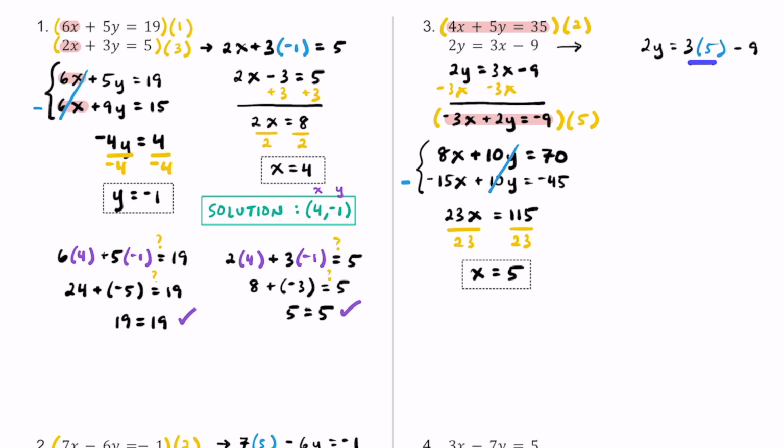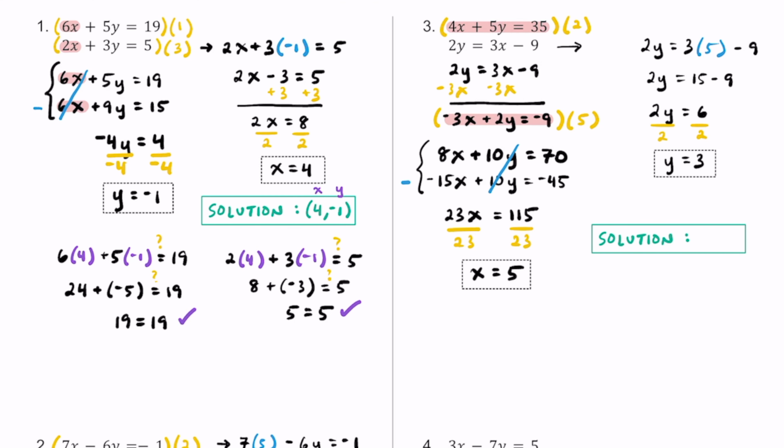Now 3 times 5, that's equal to 15, right? So we have 2y is equal to 15 minus 9. And 15 minus 9, that's equal to 6. So we're going to get 2y is equal to 6. And then it's a one-step equation, so we can divide both sides by 2. And we get here that y is then equal to 3.